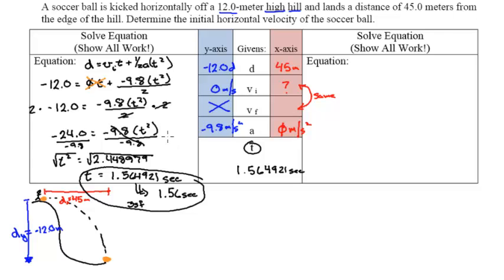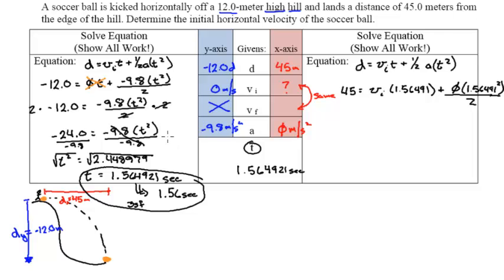The equation that I'm going to use that deals with distance, velocity initials, accelerations, and time looks very familiar. I'm going to replace distance with 45. I'm going to replace velocity initial. I don't know what it is, but my time is 1.56491, plus the quantity 0 times 1.56491 squared, all that over 2.